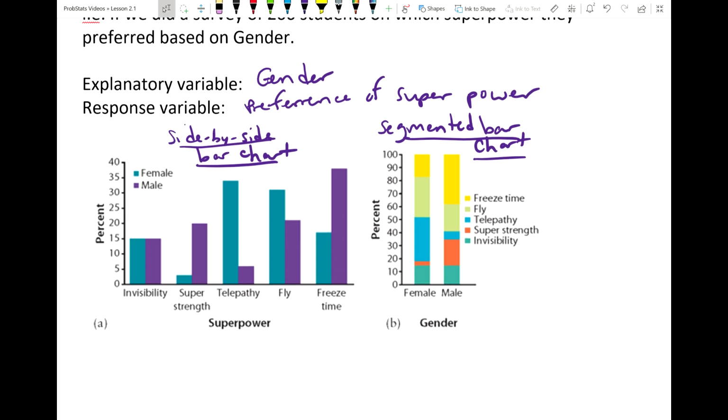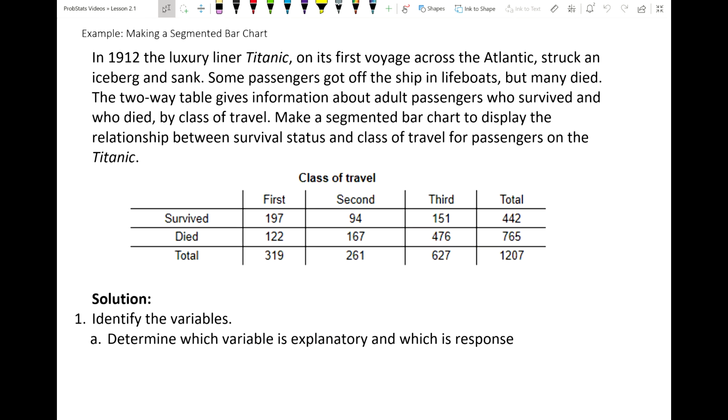All right. So how do we make this segmented bar chart? So we're going to talk about an example. In 1912, the luxury liner Titanic, on its first voyage across the Atlantic, struck an iceberg and sank. Some passengers got off the ship in lifeboats, but many died. The two-way table gives information about adult passengers who survived and who died by class of travel. Make a segmented bar chart to display the relationship between survival status and class of travel for passengers on the Titanic.